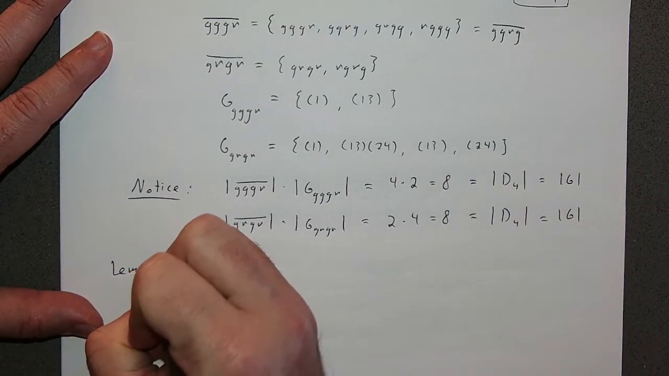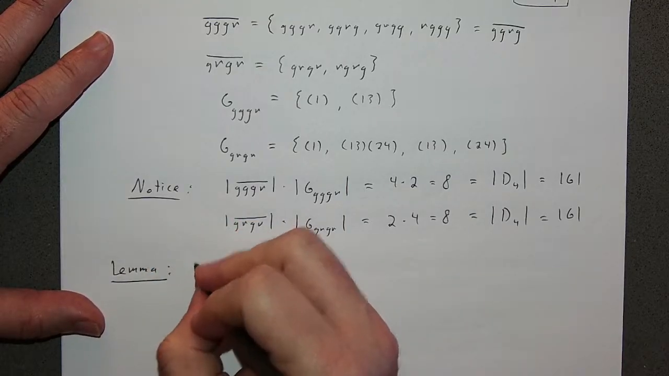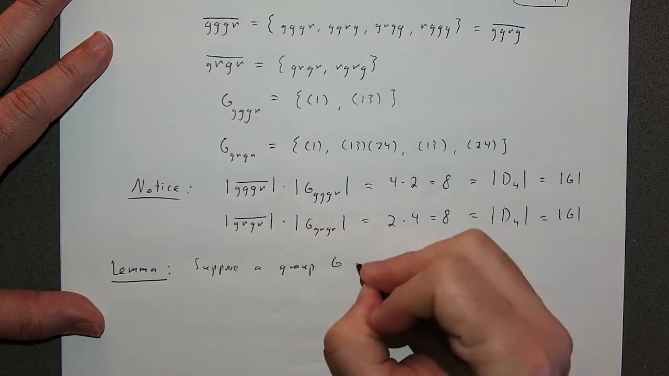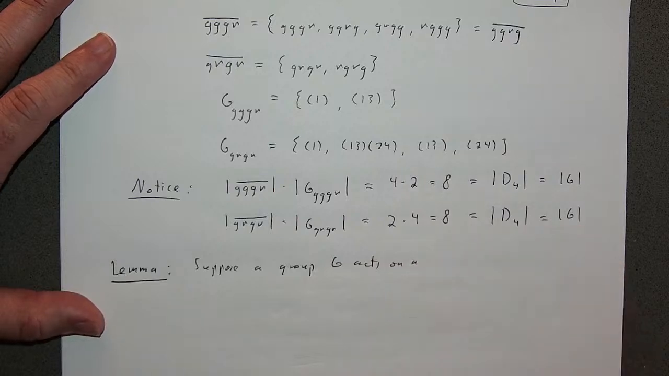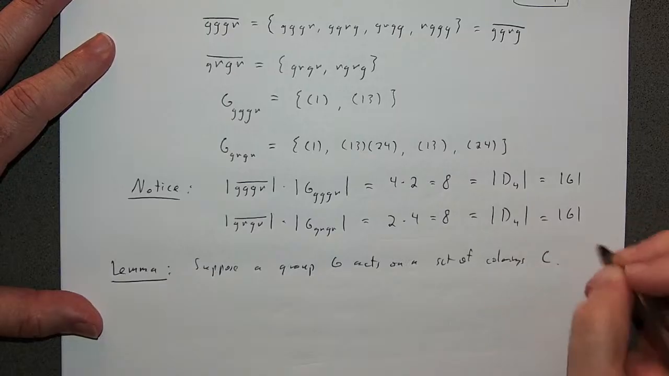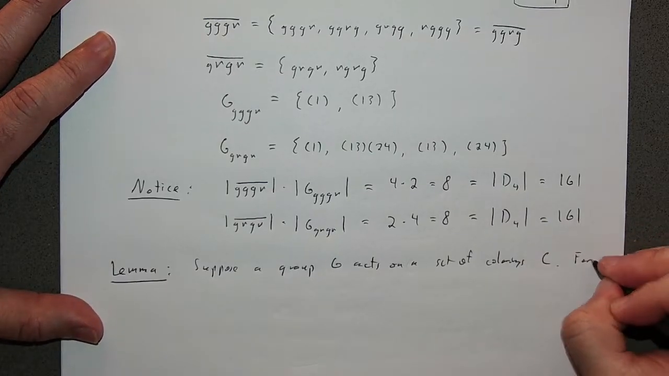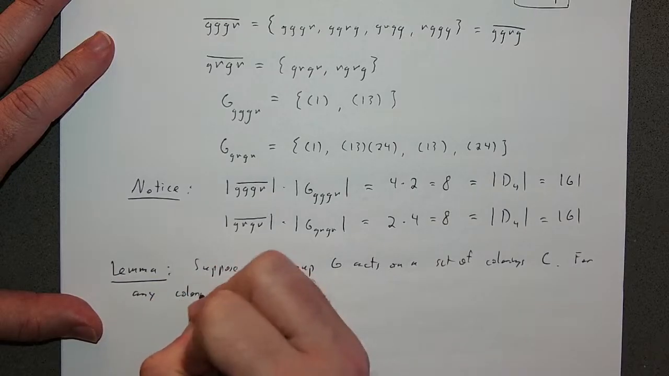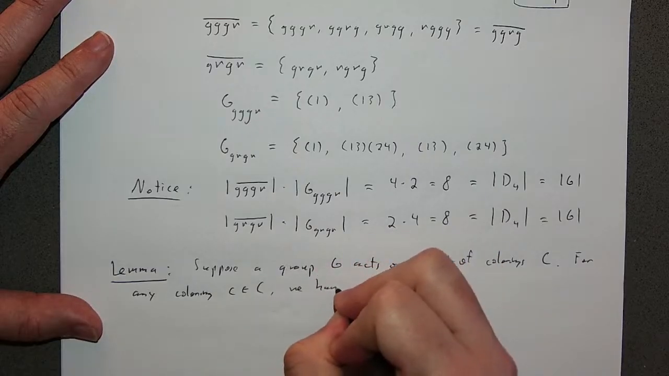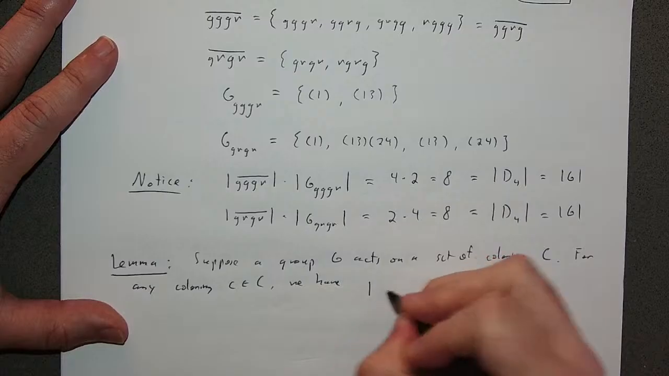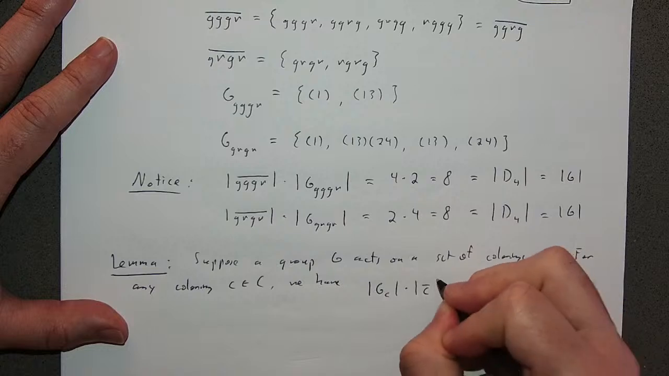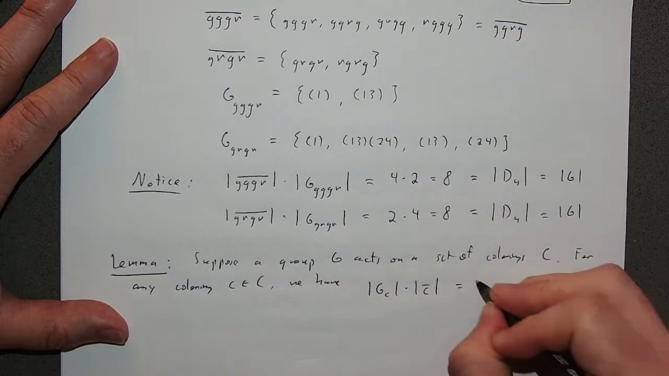So, lemma. Suppose a group G acts on a set of colorings C. For any coloring C, we have that the size of the stabilizer of C times the size of the equivalence class of C under this action is equal to the size of the group.